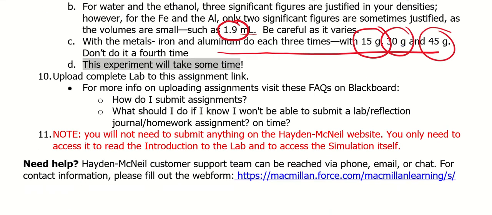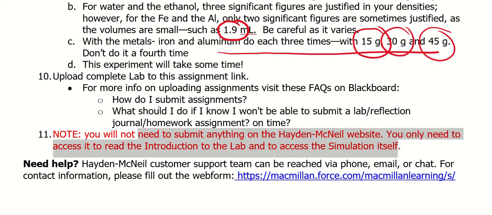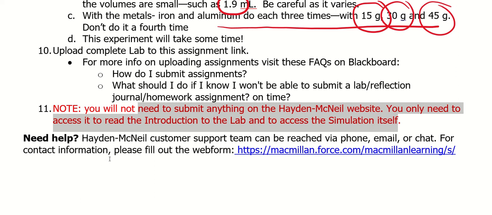You'll do that by scanning it, or taking pictures, converting it to PDF. However it is that you upload, by converting it to one single file PDF, and then upload it to the Blackboard link. You don't need to submit anything on the Hayden McNeil website itself. All you have to do is use the website to collect the information that you need.